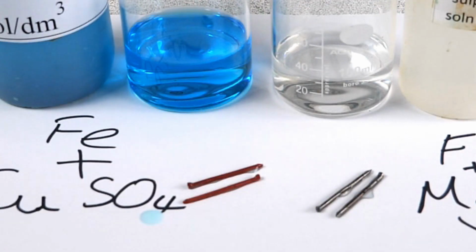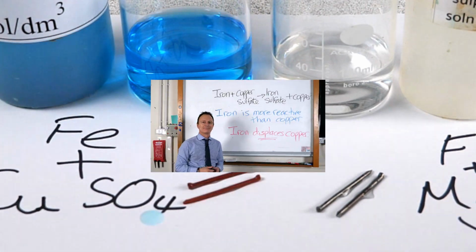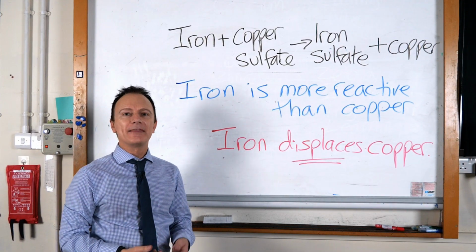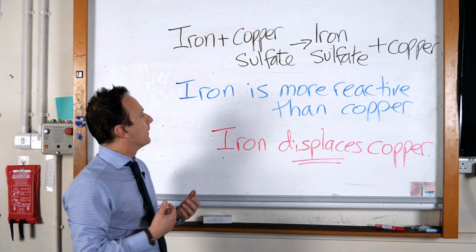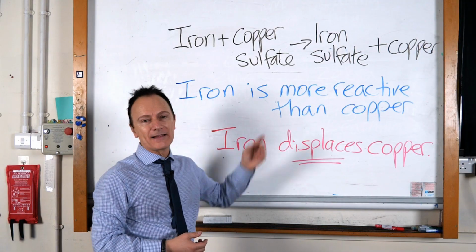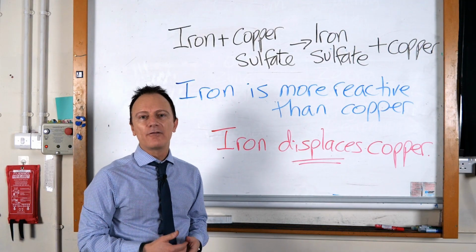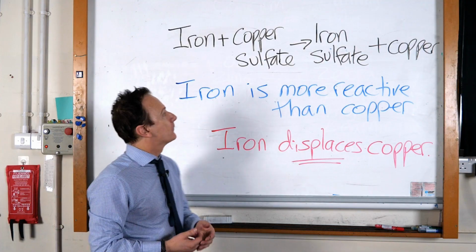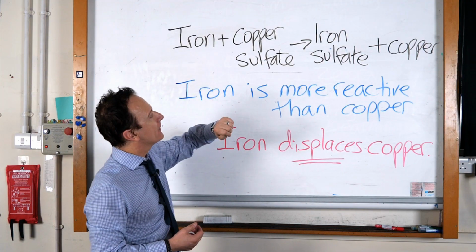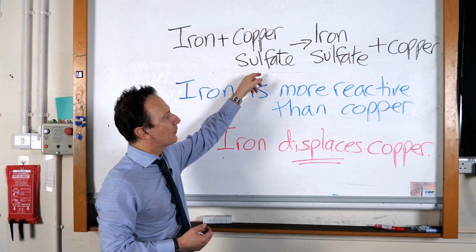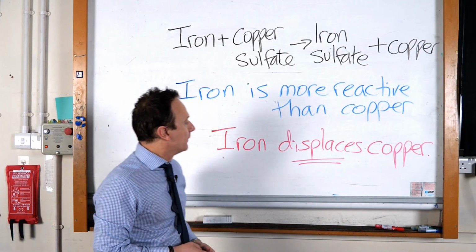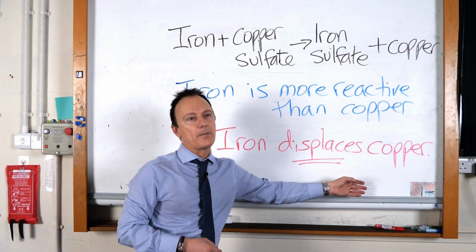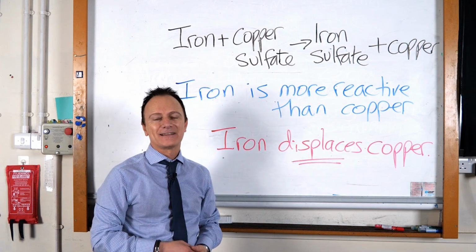So why is it that iron will react with copper sulfate but it won't react with magnesium sulfate? When I put the iron with copper sulfate, there was definitely a reaction because the iron got coated in a layer of copper. And the reason for that is iron is more reactive than copper. We know that because it's higher up the reactivity series than copper. So what happened was iron took the place of copper. Iron became joined to the sulfate and that left copper on its own, and the copper coated the iron nail. So we say that iron displaces copper. In other words, it takes its place.